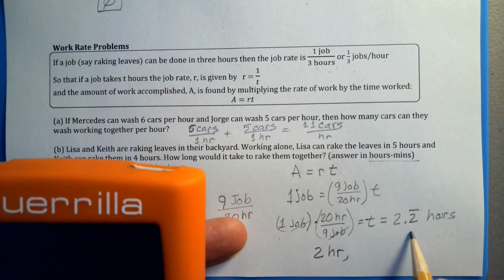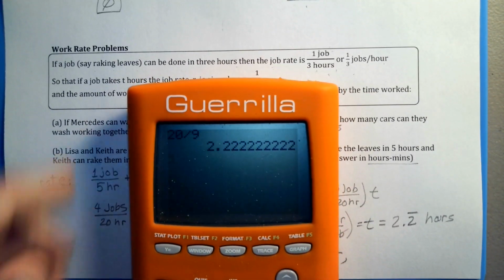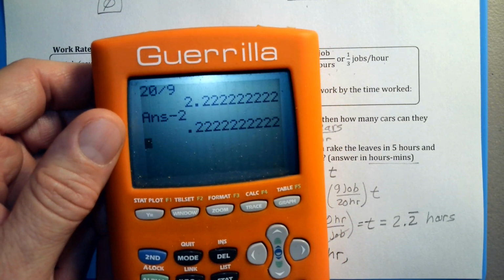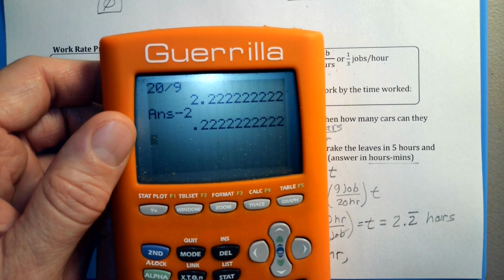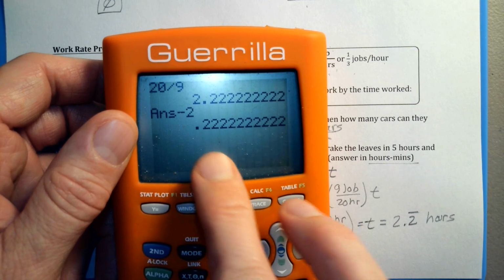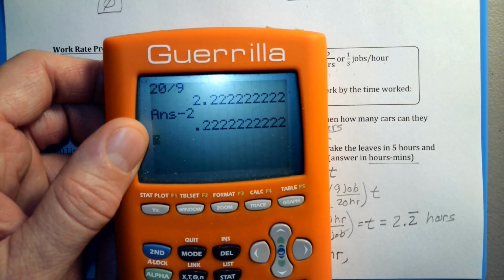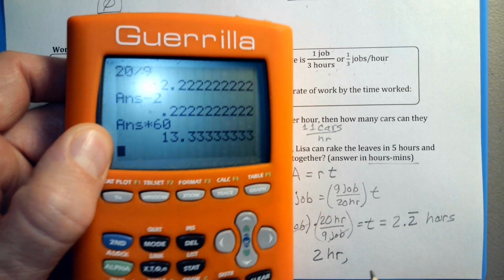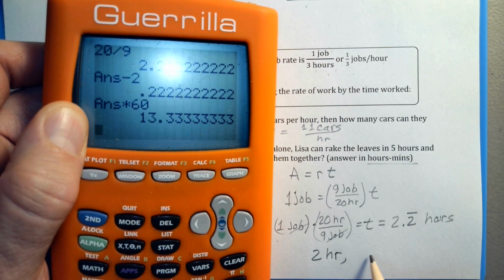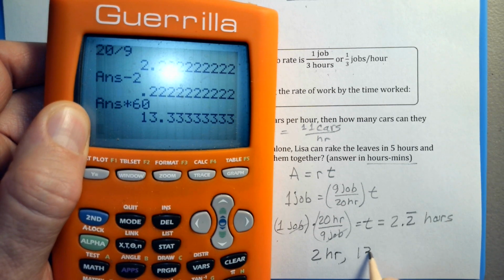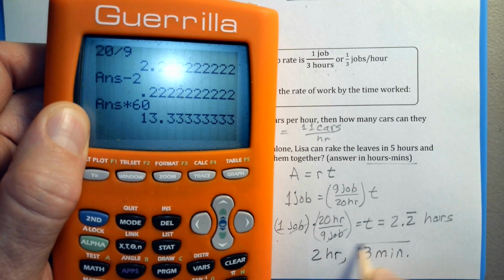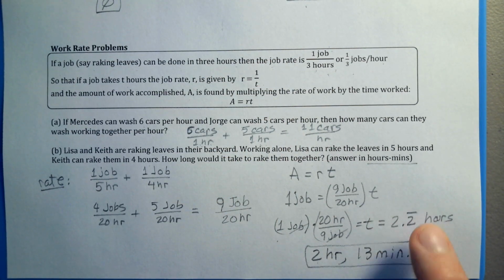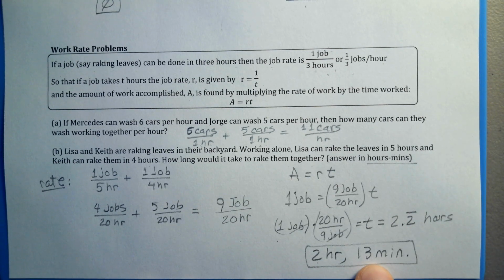And then how many minutes is that? So I'm going to take my 2.222. I'm going to subtract 2 from it, and that just gives me the decimal part. And now what I'm going to do is multiply that. That is hours. And I'm going to multiply that by 60. All right, and so that's 13.33. So let's just say, rounding to the nearest minute, that would be 2 hours and 13 minutes. Okay, if you wanted to do hours and minutes, we simply subtract away the 2. We know that's 2 hours. And we take the decimal part of the hours and multiply by 60.